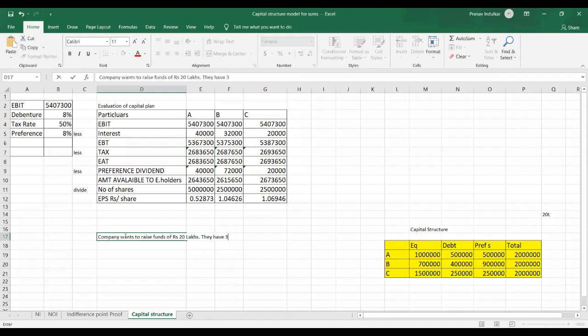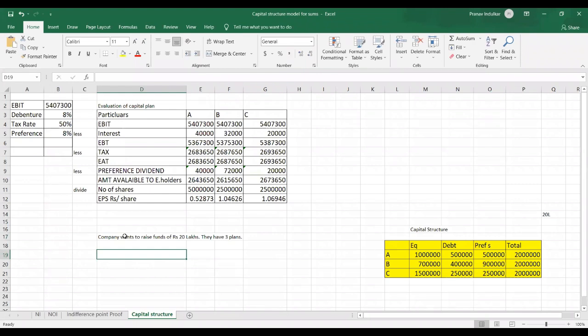They have 3 plans. Okay, plan number 1 says 10 lakh equity, 5 lakh debt, 5 lakh preference shares. Plan B 7 lakh equity, debt is 4 lakh, preference share is 9 lakh. Plan C is equity 15 lakhs, debt is 2 lakh 50,000, preference share is 2 lakh 50,000. Okay, cost of debentures is 9%, and the cost of preference shares is 10%.